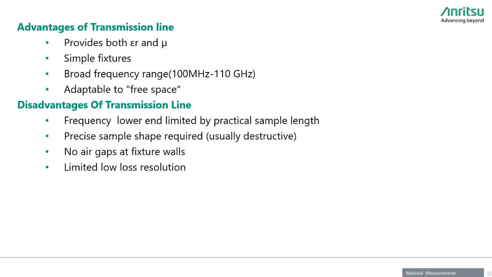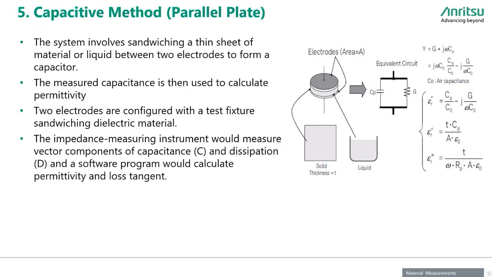Now the fifth is the capacitive method, or parallel plate method as well. It involves sandwiching a thin sheet of a material or a liquid between two electrodes of a capacitor. So what we do is keep the material inside the capacitor, between the two plates, and based on that we measure the impedance, the vector component of the capacitor and the dissipation factor. Both are measured, and we put it into a software program and then calculate the permittivity and the loss tangent of that. It's a simple setup as well.